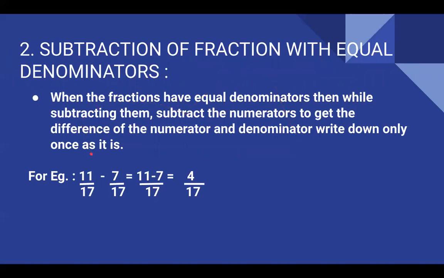For example, 11 upon 17 minus 7 upon 17. These are the two fractions. If you observe carefully, the denominators are the same. So when we have to subtract these two fractions, we subtract the numerators, that is 11 minus 7. And as the denominators are equal, we write it down only once. So you will get the answer 4 upon 17.